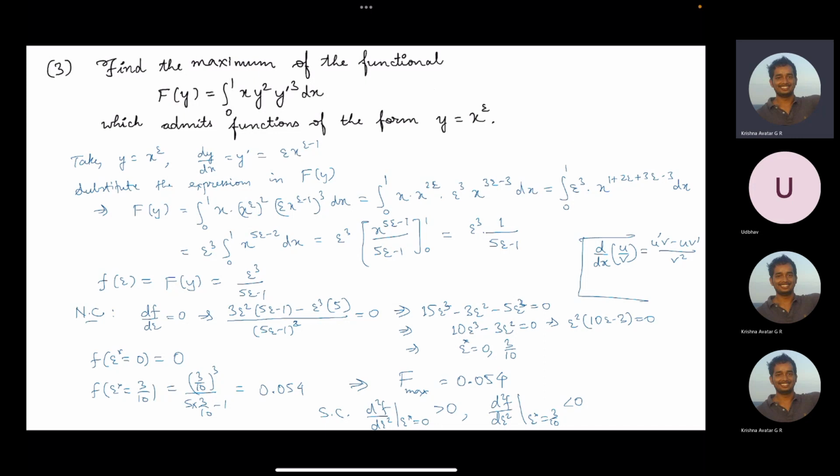The third problem here is to find the maximum of the functional. We have the functional F of y equal to the integral from 0 to 1 of x y squared y prime cubed dx. But this functional only admits functions of the form y equal to x to the power epsilon. Now take y equal to x to the power epsilon and find the first derivative, which is epsilon x to the power epsilon minus 1. Substitute the expression in F of y.